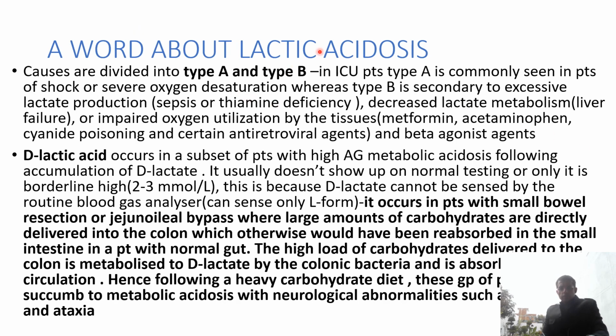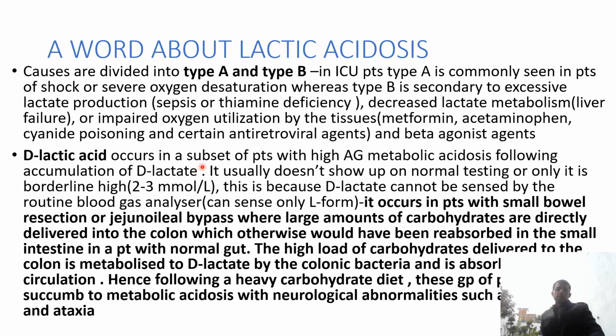So, after giving these examples, a word about lactic acidosis. Causes are divided into two types, type A and type B. In ICU patients, type A is commonly seen in patients of shock or severe organ oxygen desaturation, whereas type B can lead to excessive lactate production, sepsis or thiamine deficiency, decreased lactate metabolism, liver failure, impaired oxygen utilization by the tissues, metformin, paracetamol, cyanide poisoning, certain antiretroviral agents, beta-agonist agents.